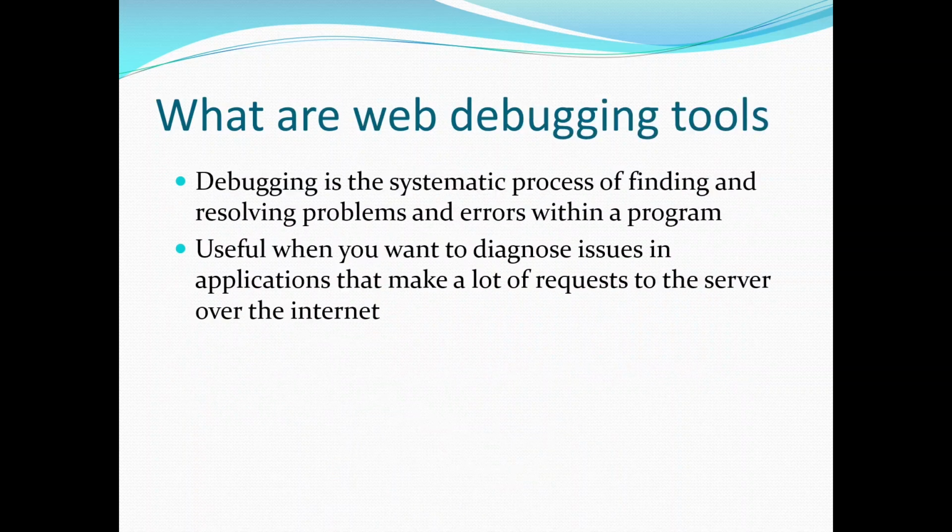So what are debugging tools? Debugging is essentially the system that software developers use to systematically find and resolve problems and errors within a program. So these debugging tools are very useful when you want to diagnose issues in applications that make a lot of requests, especially to the server over the internet.